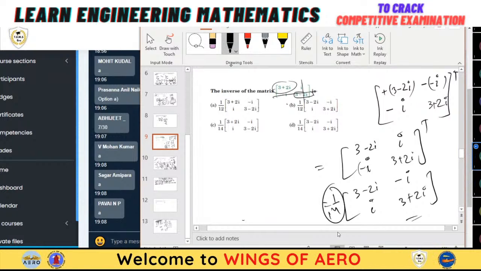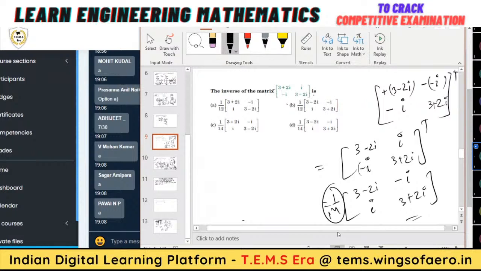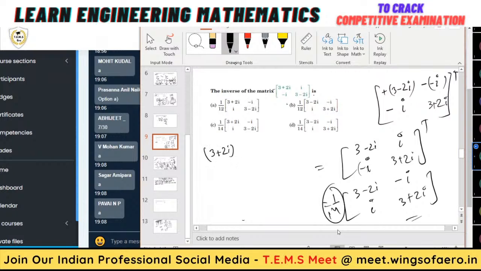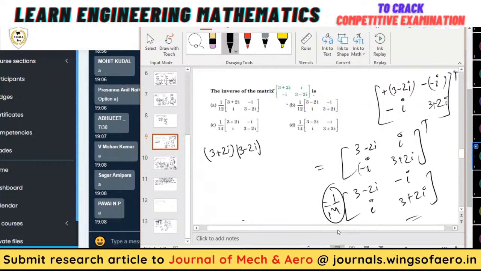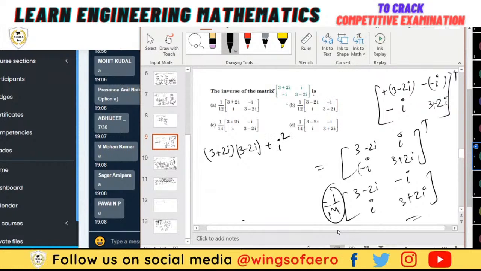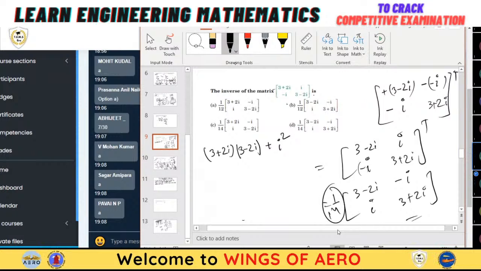The matrix is this into this. So it is 3 plus 2i. Okay. And it is 3 minus 2i. Minus of this is i into minus i into i. This is minus. So it will be i square plus i square. Am I right? Yes, sir. It's plus i square. So it is again minus 1.